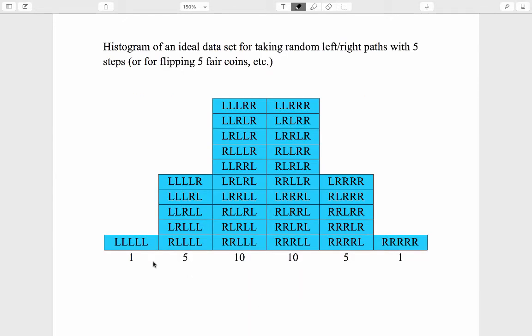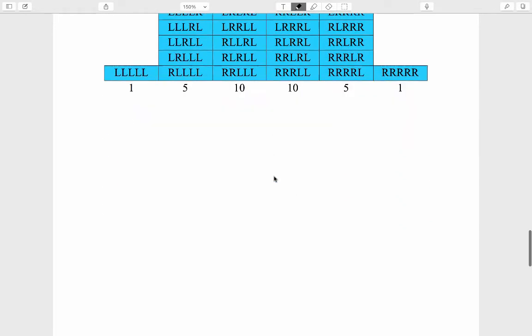We can do this again with row 5 of Pascal's triangle, which corresponds to left-right paths with 5 steps. If we thought about flipping 5 fair coins, the picture would be exactly the same. Notice how much of the area lives in the middle. There isn't a single tall rectangle that lives in the middle. There are these two side by side, but notice how they take up 20 out of 32, 30 seconds of the total area. That's a lot of clustering in the middle.